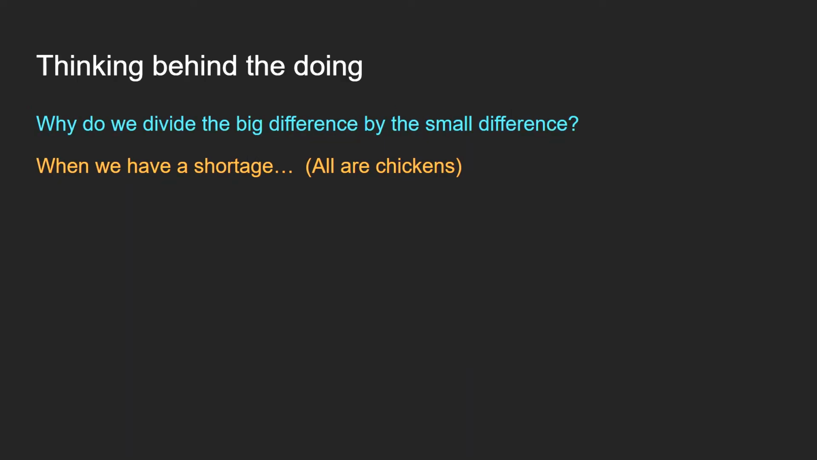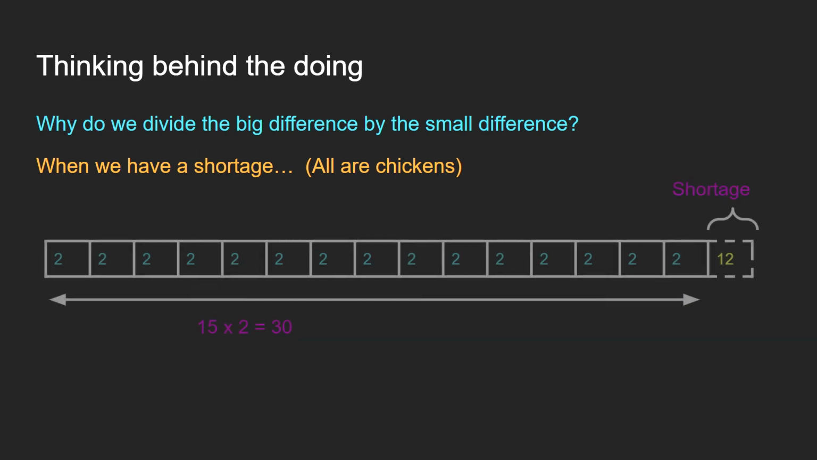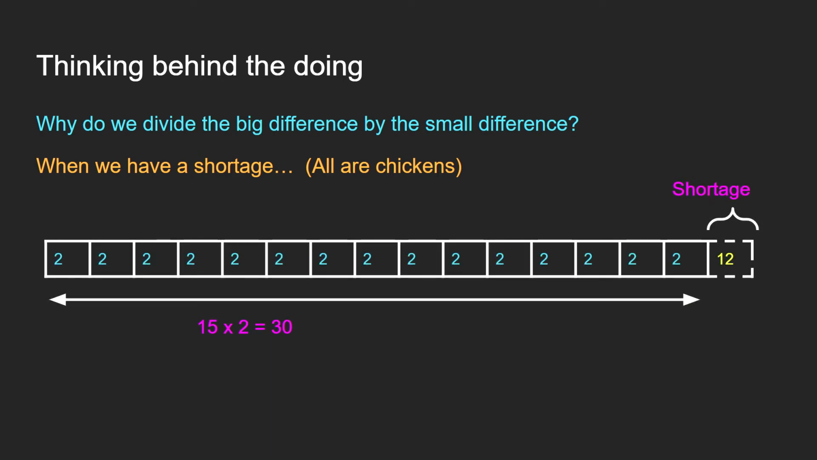So what is our thinking behind the doing? In our previous video, we first assumed that all the animals are chickens. And with that, we had a shortage of legs, if you remember. We had 30 and the question asked for 42. So let's present our case as a model. We have 15 chickens, each provide 2 legs. So that's 30 legs, but we need 42 legs, so we have a 12 leg shortage.